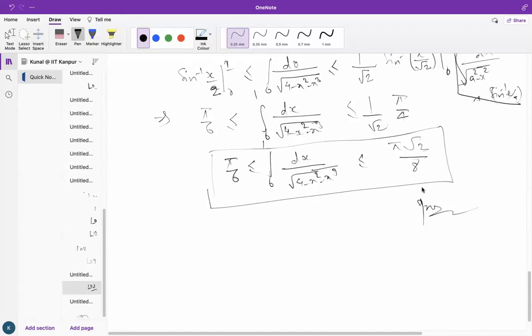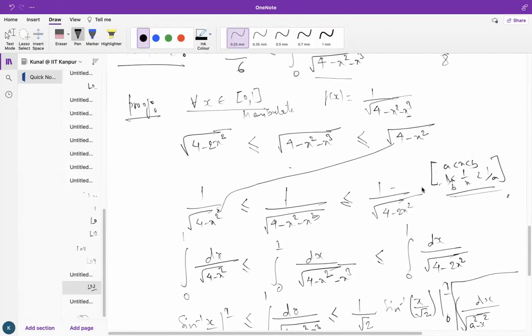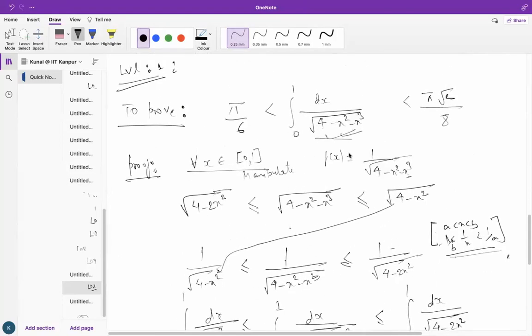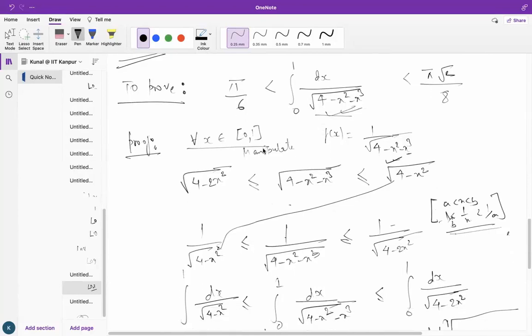Maine kya kya cheeze kari hain, to jo yahan pe crucial step tha wo ye step tha. First I identify the function, कि मेरे पास फंक्शन क्या है and I got the value of x, our x values from 0 to 1. Okay, now we have to write a function which is just greater than this and a function which is just less than this function. So what I am approaching here is that we can write 4 - x² - x³. So this function is less than or equal to 4 - x².